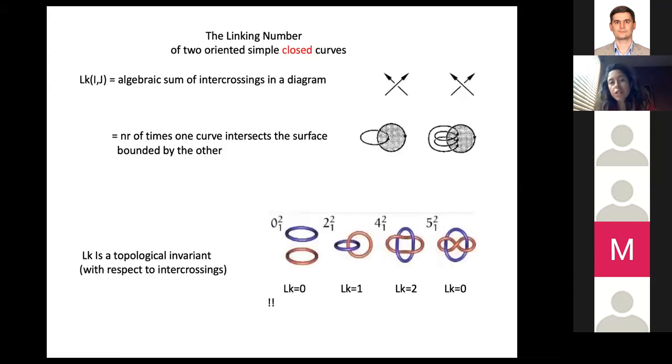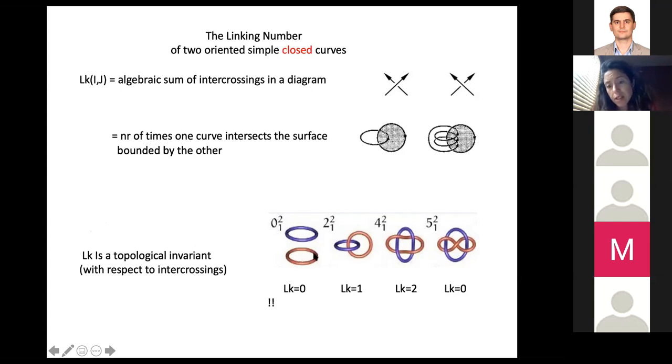Okay, so let's go back to the linking number. The linking number is defined for two simple oriented curves in space, and then in any projection we can see crossings of one curve with the other with different signs, and we can take the algebraic sum of the intercrossings in a diagram. This is the classic linking number. For closed curves, it is a topological invariant. It also measures the number of times one curve intersects the surface bounded by the other, if we look for a more three-dimensional explanation of it.